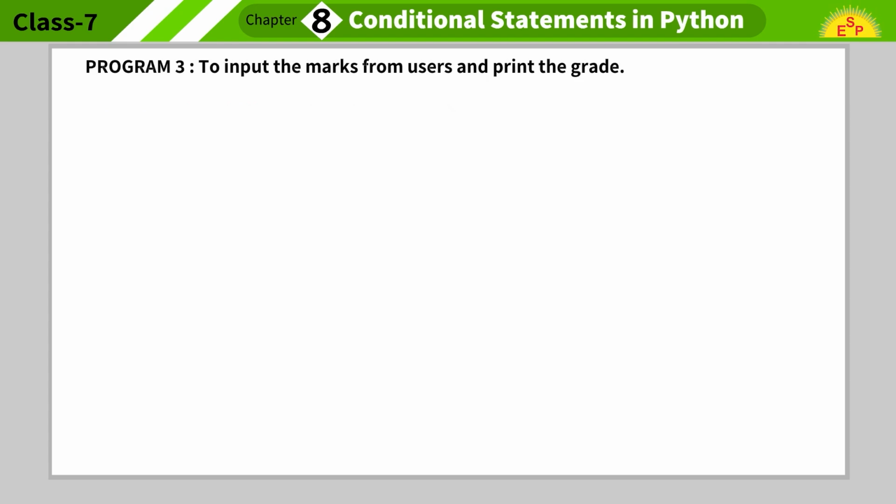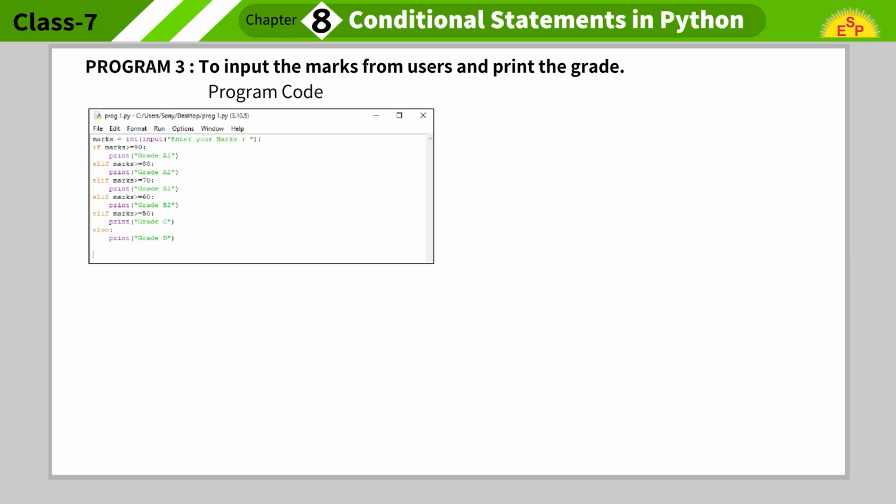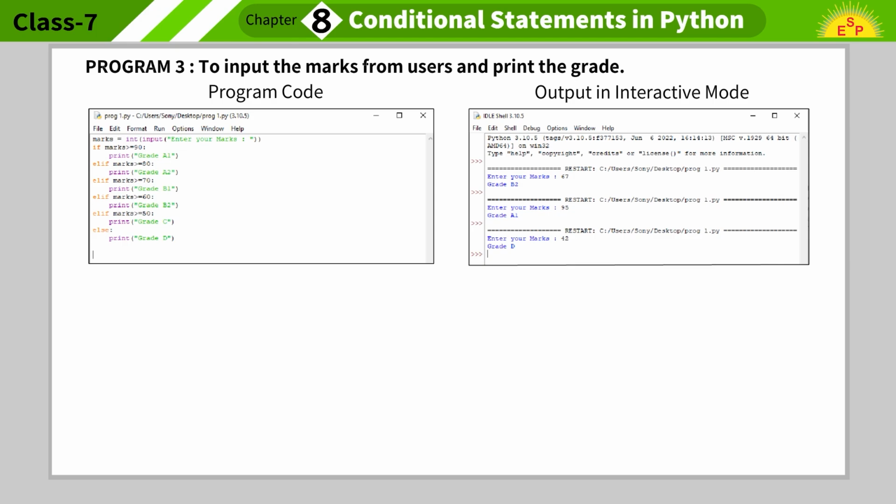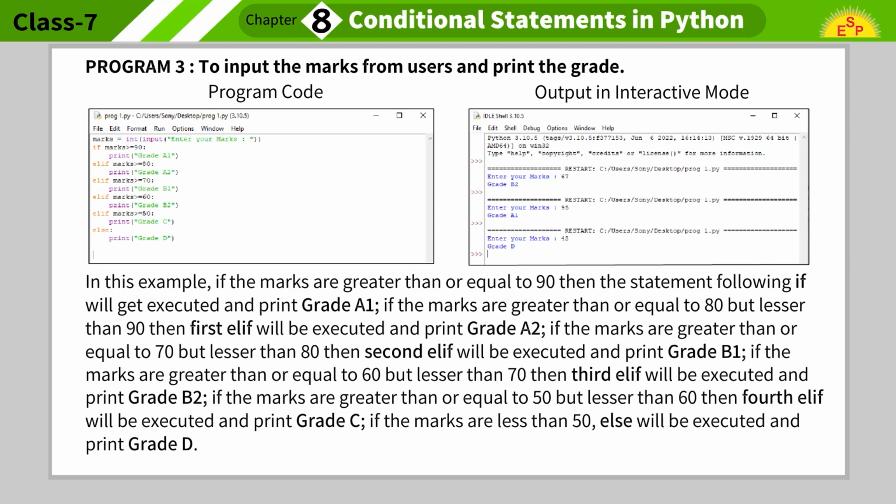Program 3: To input the marks from users and print the grade. Program code. Output in interactive mode. In this example, if the marks are greater than or equal to 90, then the statement following if will get executed and print grade A1.